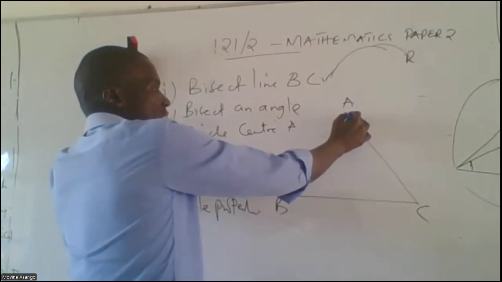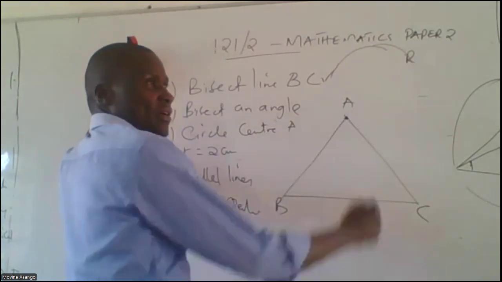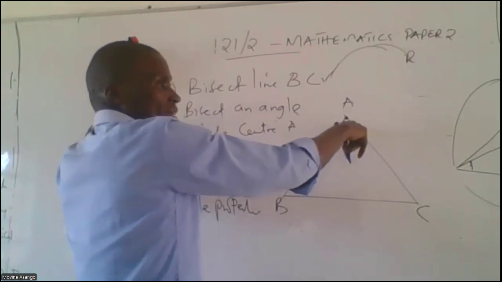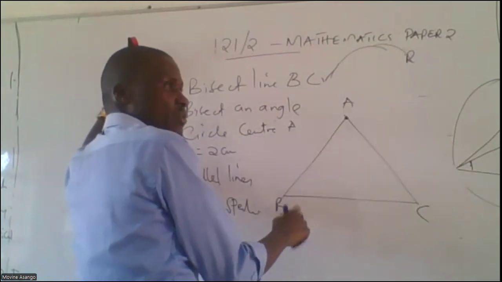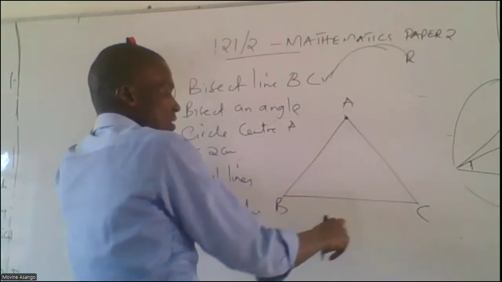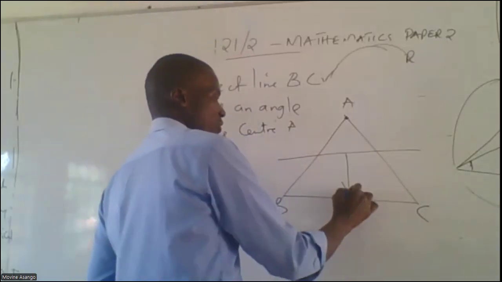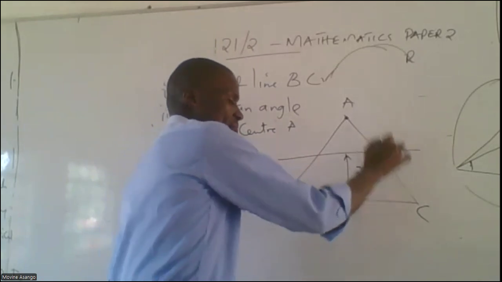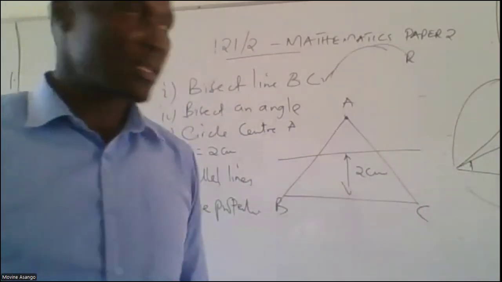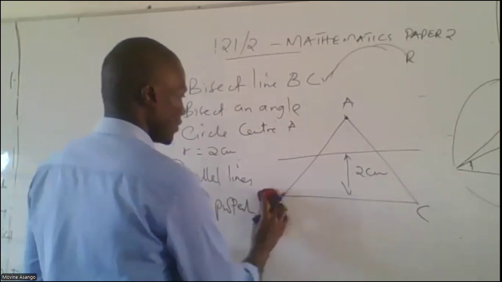If you check what we did for the circle, we said the circle was 2 centimeters from point A. Here we want to draw the locus 2 centimeters from line BC. So if it is 2 centimeters from line BC, then the interpretation will be to draw a line parallel to line BC and 2 centimeters away. Then we come to the final one.